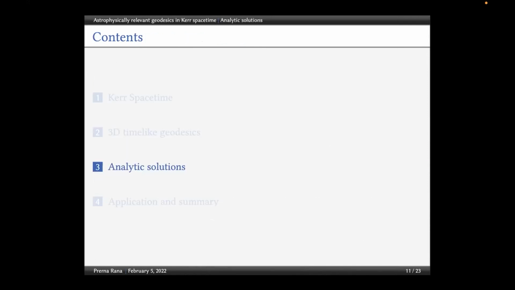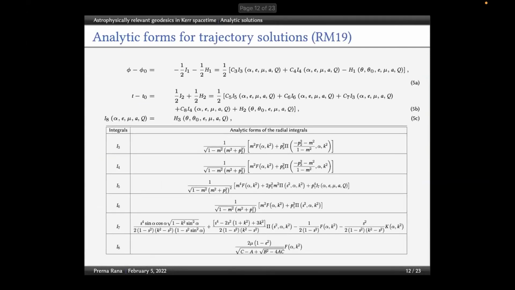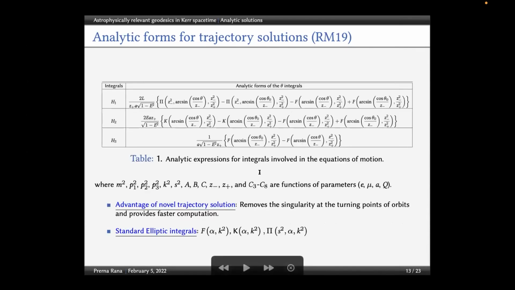So now I'll discuss various analytic solutions of these trajectory solutions, and also various kinds of trajectories. I can't go into detail of deriving, so I have just summarized that the phi motion, T motion, and the R theta motion, which is coupled, can be written in terms of all these integrals, in the standard form in terms of standard elliptic integrals. And all these are actually functions of E mu AQ. As I told, the advantage of using this novel trajectory solution is that it removes the singularity at the turning point of the orbit and also provides faster computation.